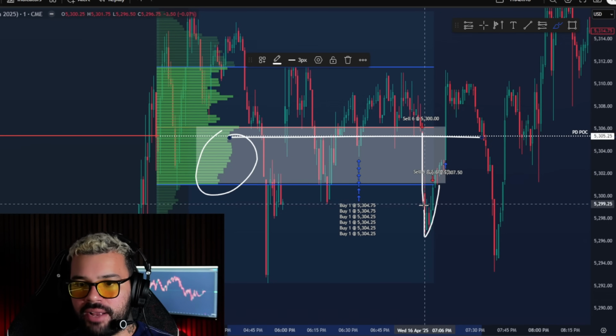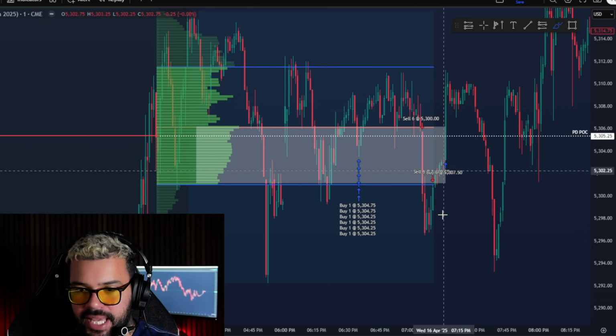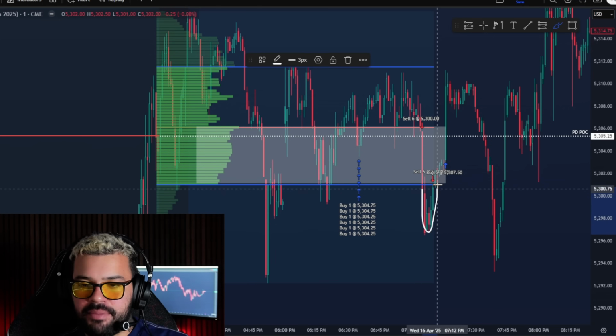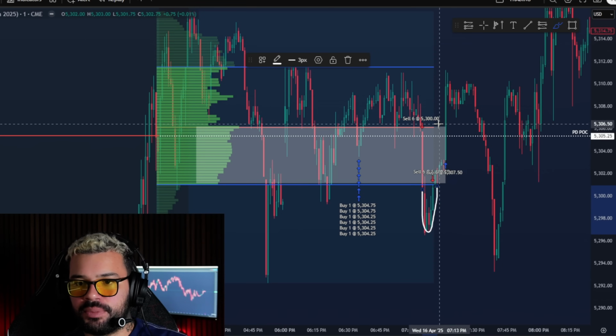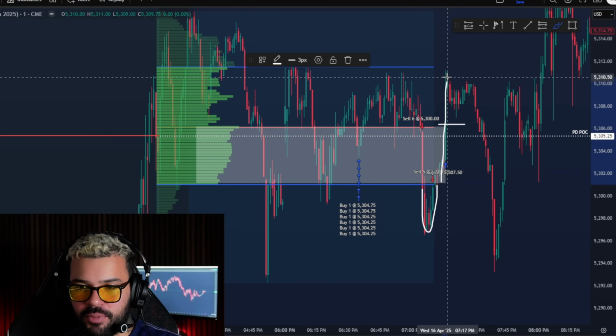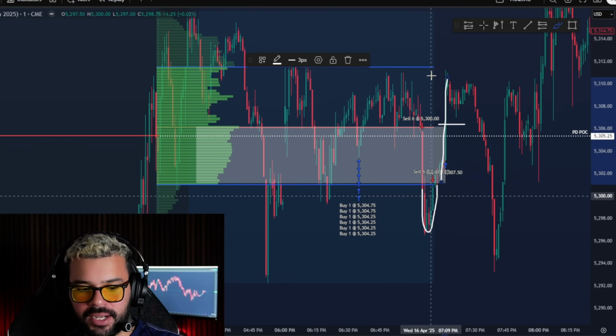We broke away from it well and truly. We melted down. We came away from this node, came down, came back for a retest. What would normally be a retest, I got short, stop loss just above the node here, and I got stopped out pretty quickly. Price came right back up to the value high of the current session.